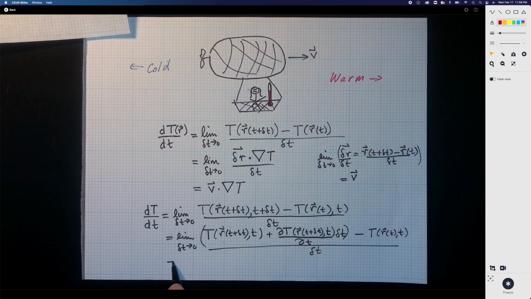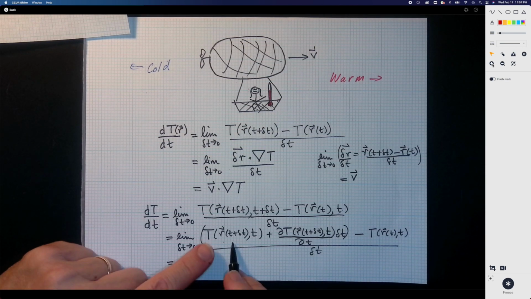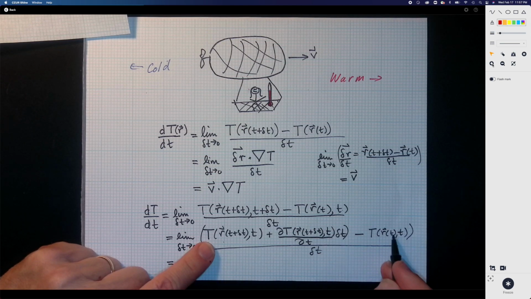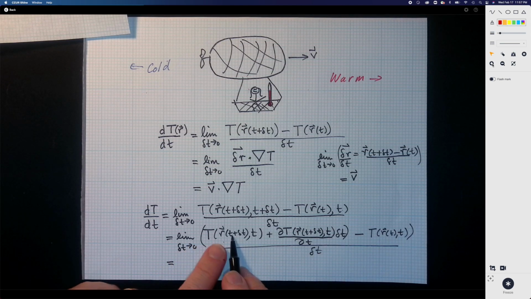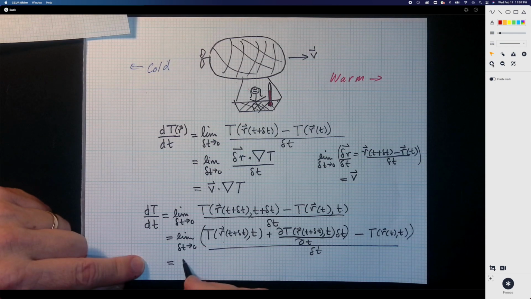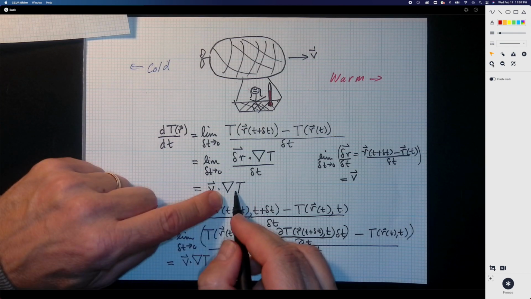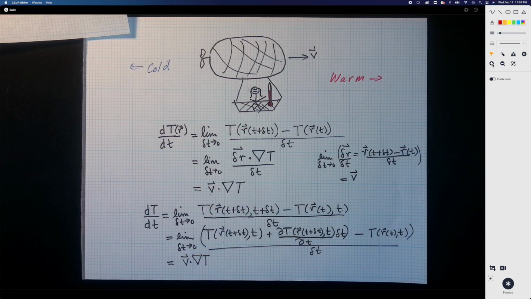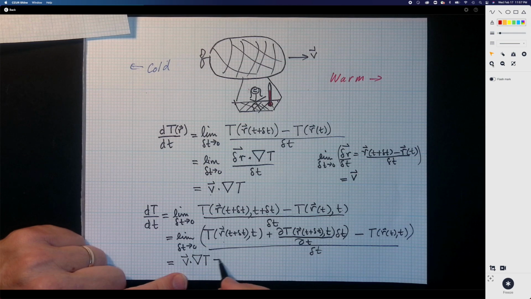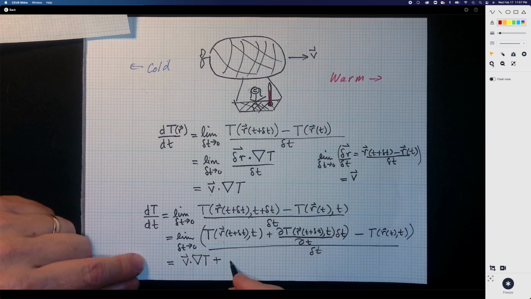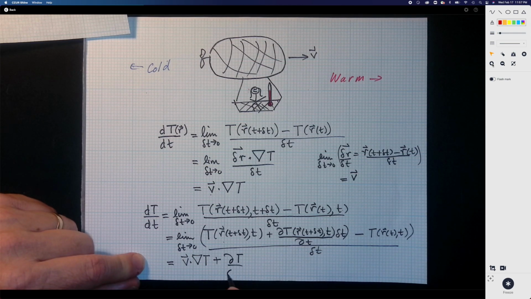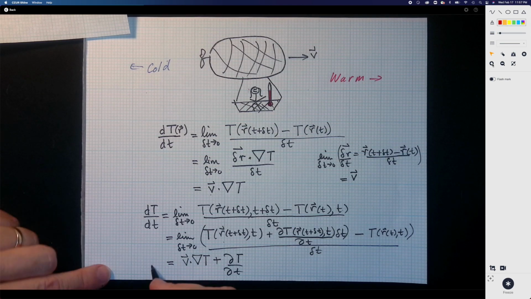And this will become, this minus this is what we've already called v dot delta t. So this will be v dotted with grad T. Sorry, not v dot delta t, v dot grad T. Plus, and here the delta t's will just cancel, partial T, partial t. And so this is the total derivative.